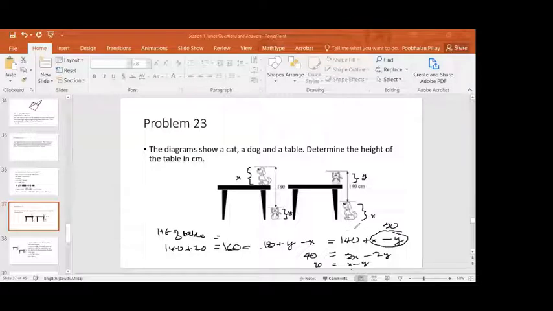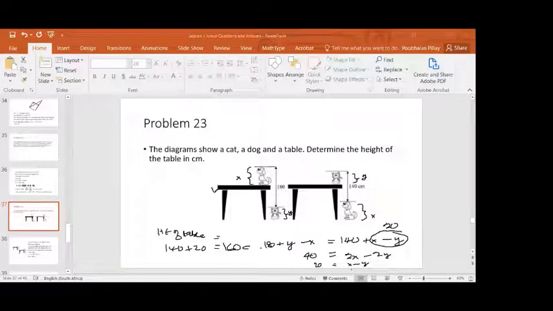Okay, I'll repeat that. We give a name to the height of the dog, we give a name to the height of the cat, and we put the Y in the correct place for the cat and X for the correct place for the dog. And we've got these two different pictures. And we know this height from here to here. So we can use this to calculate the height of the table.